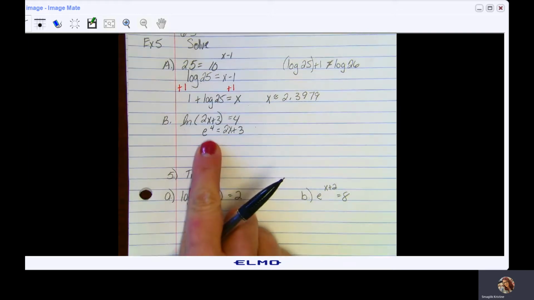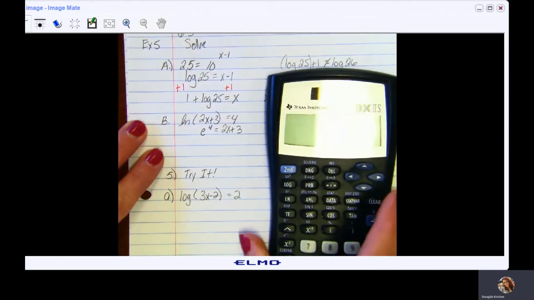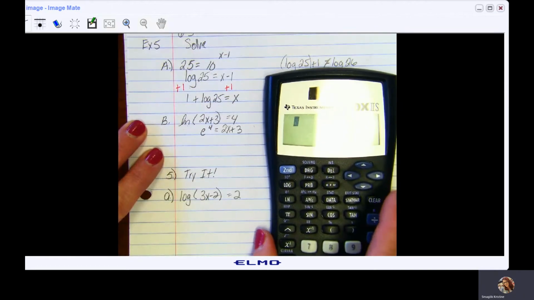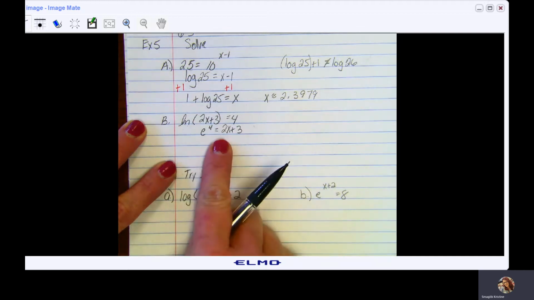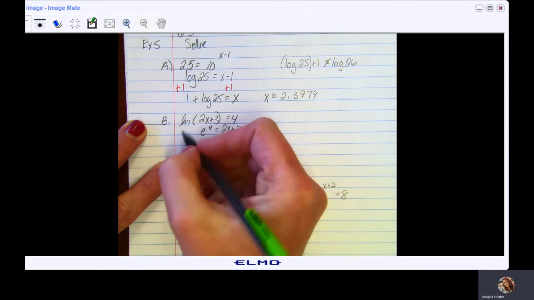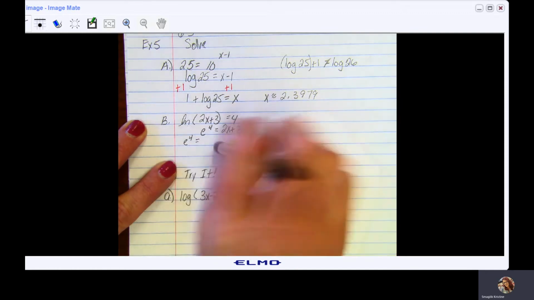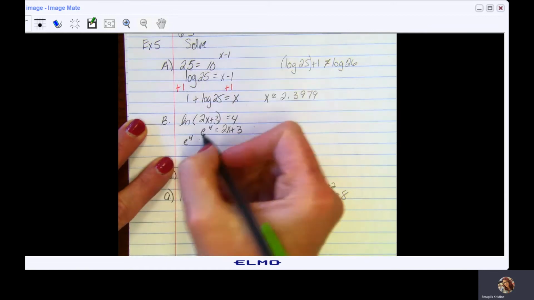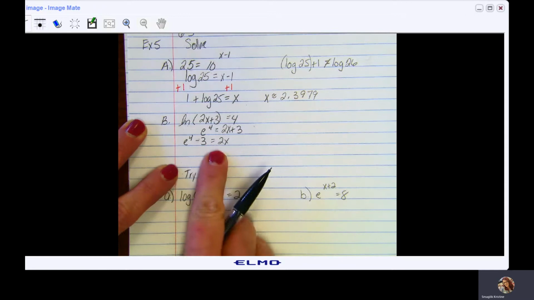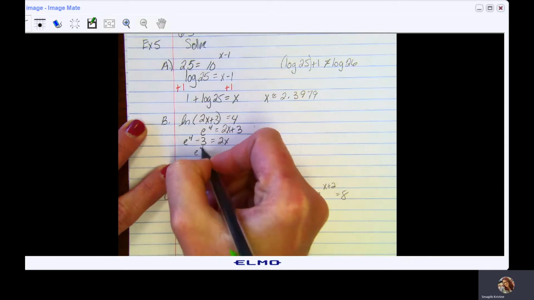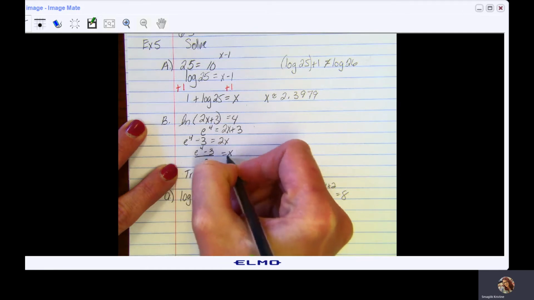And now what you're going to do is you would evaluate e to the 4th in your calculator. Actually, let's go ahead and solve this all the way and then do the operations in the calculator. I'm going to subtract the 3 from both sides. So I get e to the 4th minus 3 equals 2x. And then I'd have to divide out the 2. So e to the 4th minus 3 divided by 2 equals x.